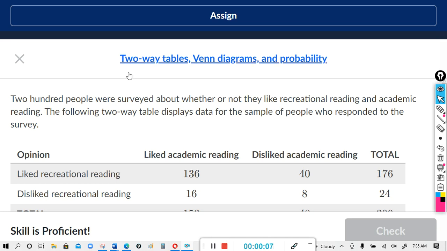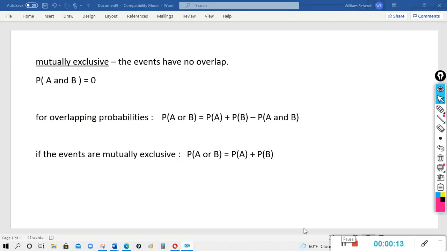This will be for the assignment on two-way tables, Venn diagrams, and probability. So just some notes to start. The definition of mutually exclusive: it's when the events have no overlap. Mutually exclusive events have no overlap, and the probability of events A and B equals 0. There's no way the events occur together.